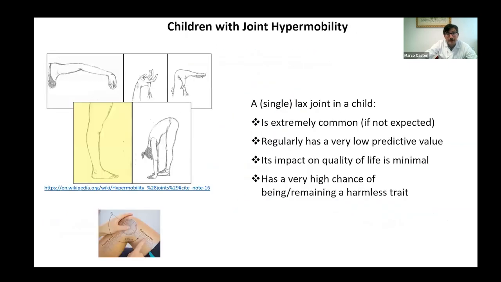Children with joint hypermobility. Finding a single hypermobile joint in a child is extremely common, if not a rule. Therefore, attributing clinical significance to a single hypermobile joint in a developing human is risky, especially if this finding is not contextualized. In summary, very little emphasis should be attributed to a single hypermobile joint in children.